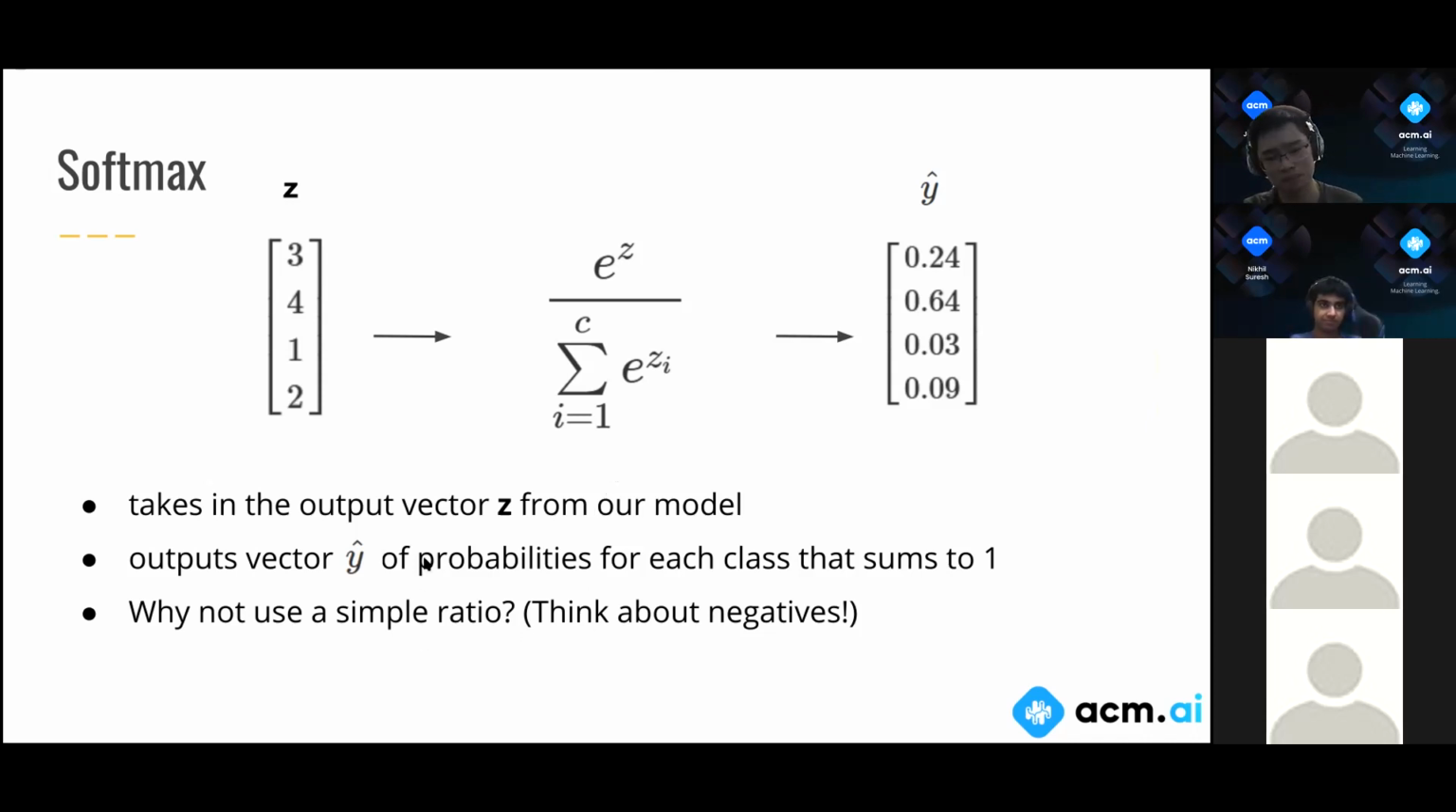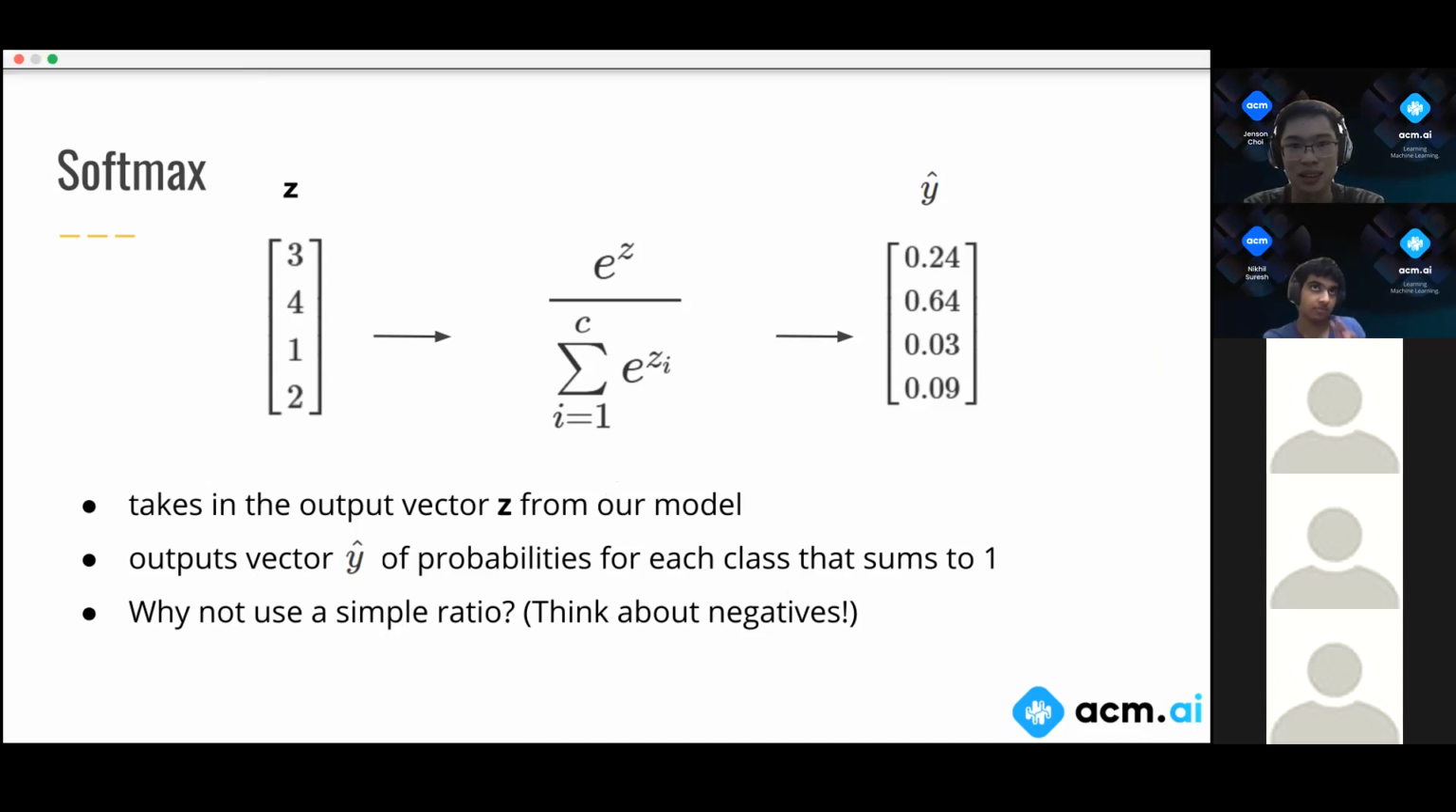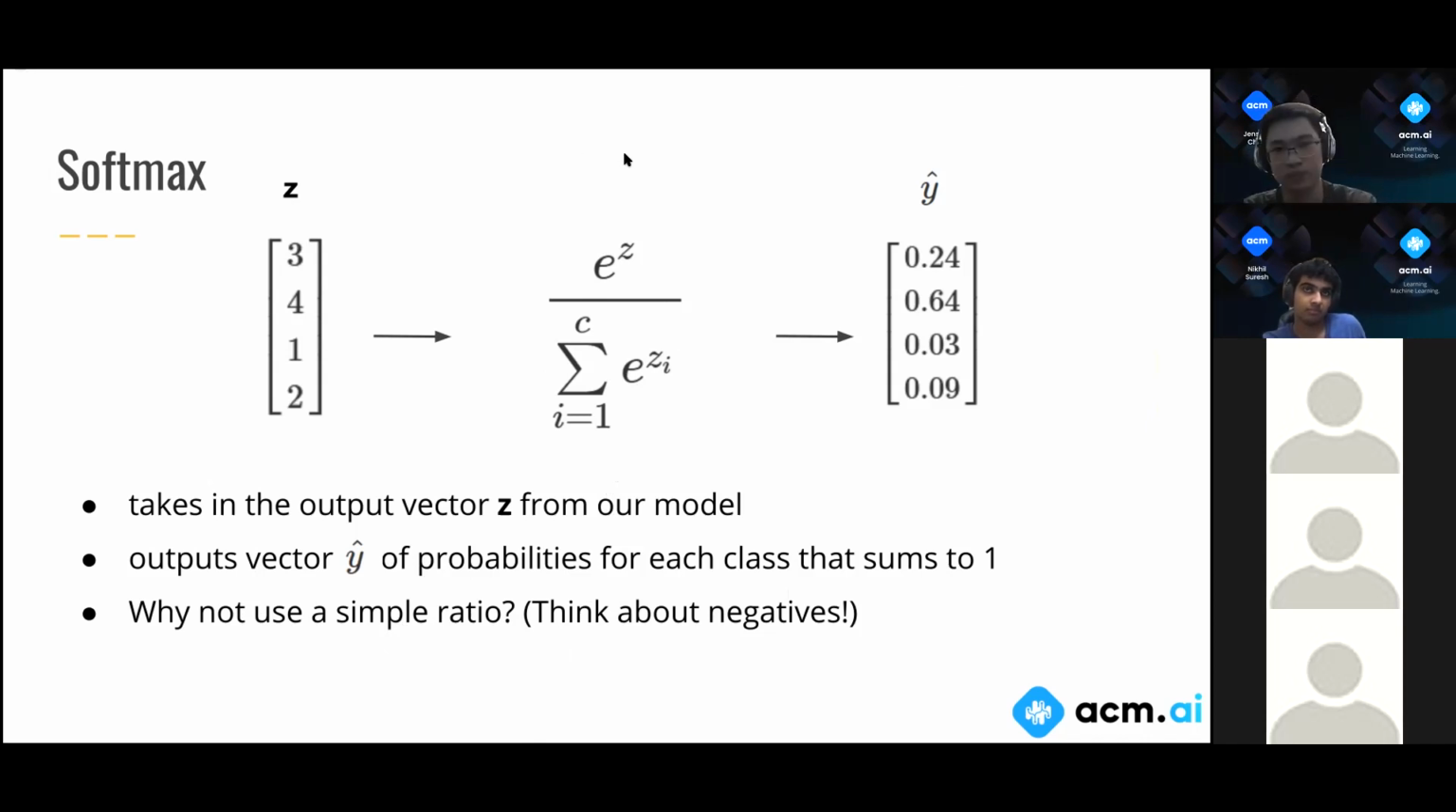A kind of interesting question is, why do we have to raise e to the exponent of all the elements here instead of using a simple ratio? Think about negatives. If anyone has any ideas, feel free to share.